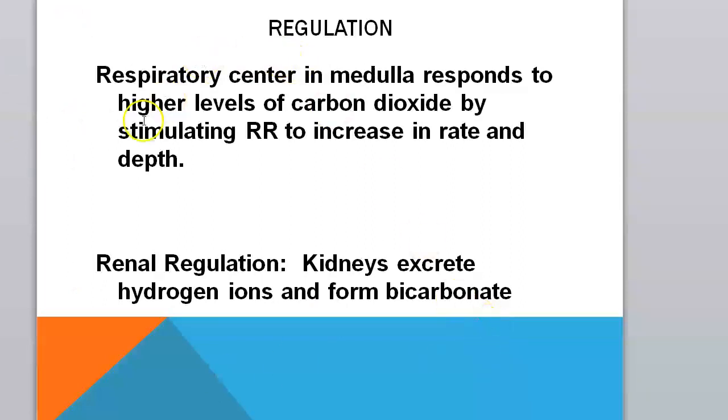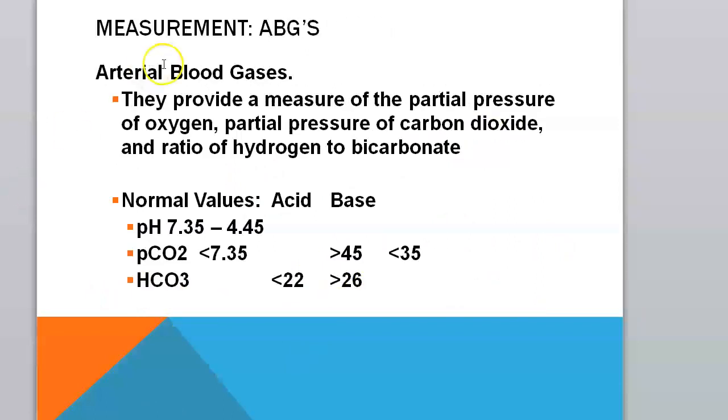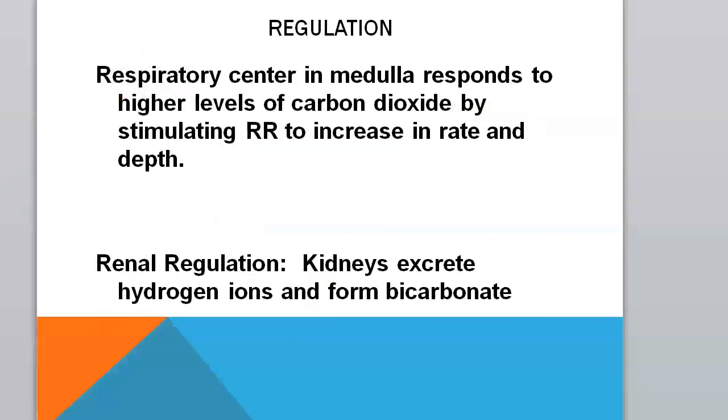As I said before, the respiratory center in the medulla responds to higher levels of carbon dioxide by stimulating the respiratory rate to increase in rate and depth. And the renal regulation is where the kidneys excrete hydrogen ions and form bicarbonate. Here's where I'm not sure if I had that up there on the screen. Regulation: the respiratory center in the medulla responds to higher levels of carbon dioxide by stimulating respiratory rate to increase in rate and depth, and the renal regulation is kidneys excrete hydrogen ions and form bicarbonate.